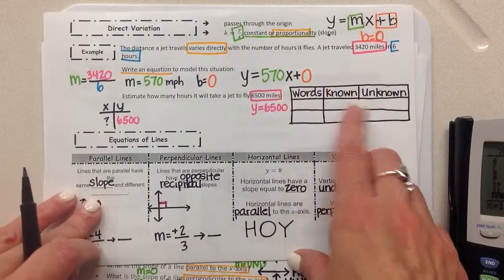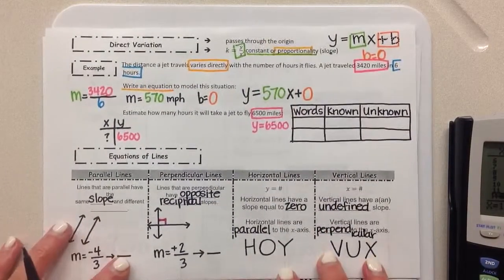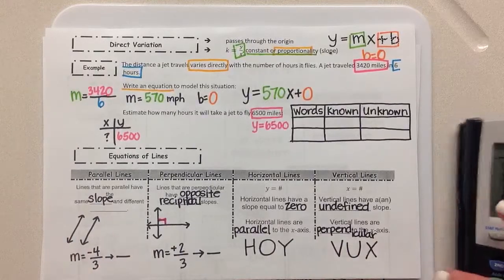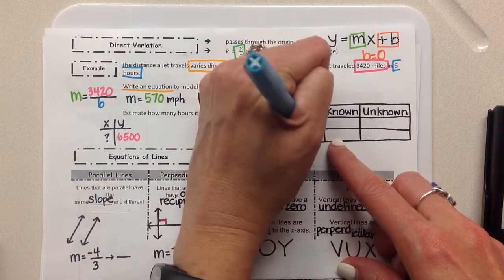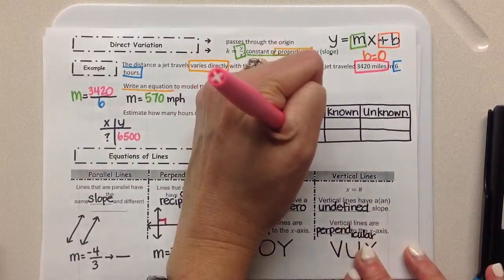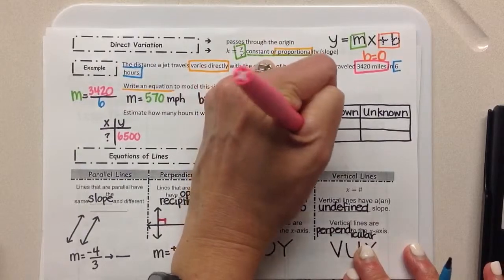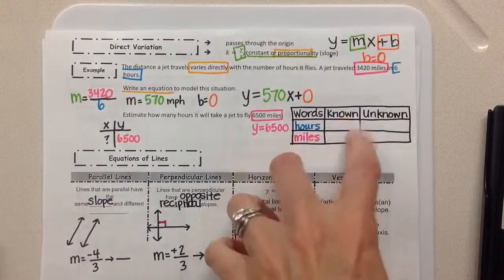So now I'm going to go to this words, known, unknown table. It's going to help me set up a proportion that I can use to solve for this. So I need my words. Again, I've got hours, and I have miles, because those are the two units of measurement that we are using for this situation. We're measuring things in hours and miles. And so now I'm going to fill in the known and unknown.